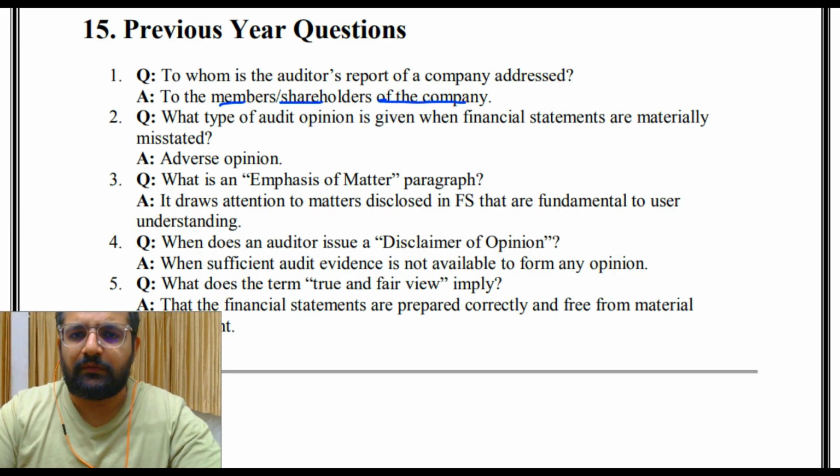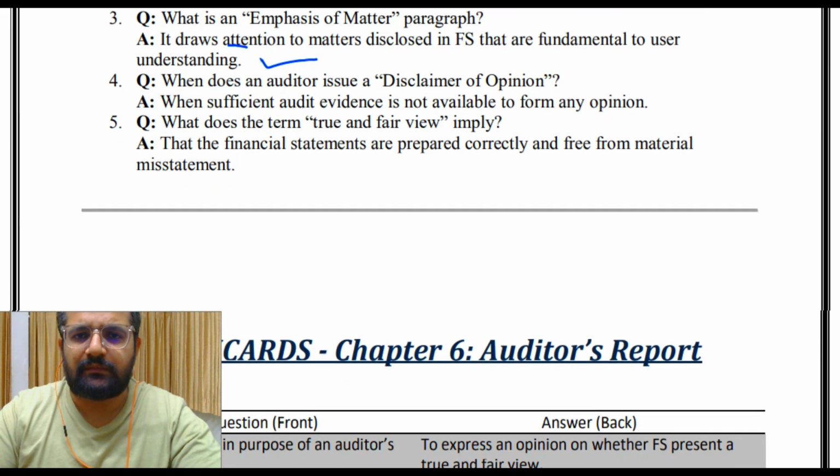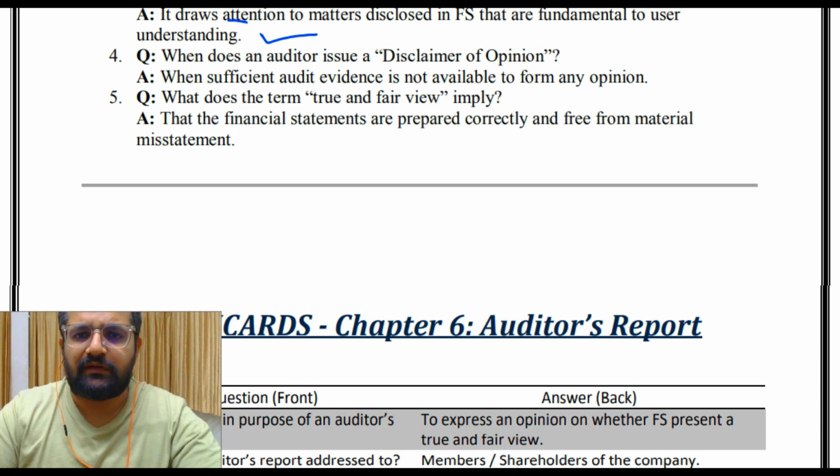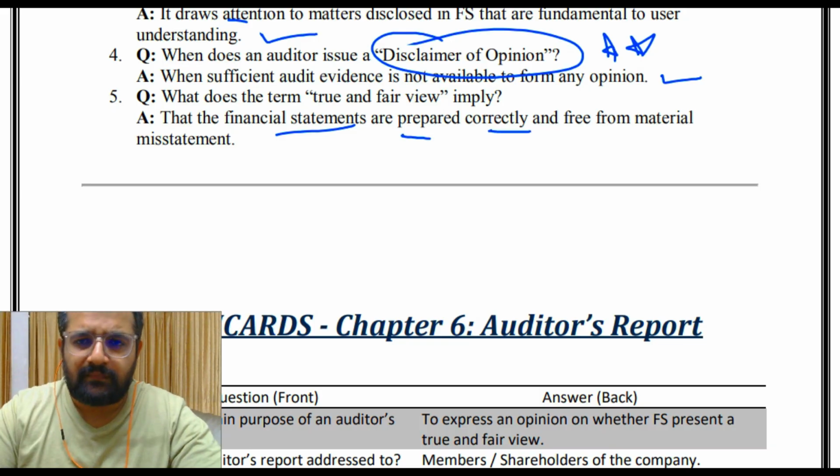What type of audit opinion is given when financial statements are materially misstated? Adverse opinion. What is an emphasis of matter paragraph? It draws attention to matters disclosed in the financial statements that are fundamental to user understanding. When does an auditor issue a disclaimer of opinion? When sufficient audit evidence is not available to form any opinion. Again, we have done all of this. Very important. What does the term true and fair view imply? That the financial statements are prepared correctly and free from material misstatement.